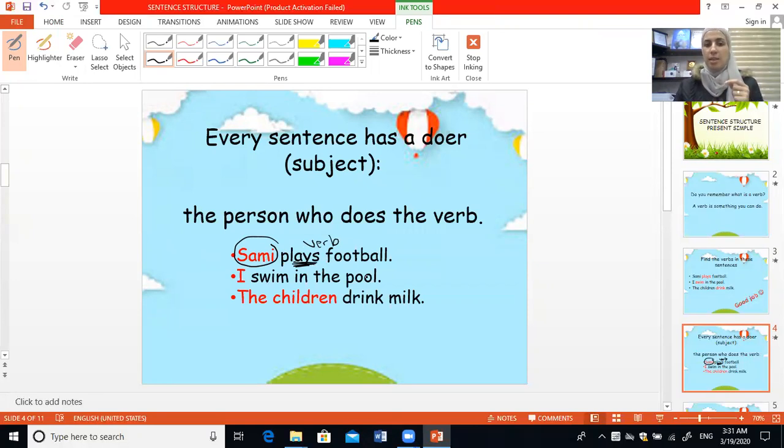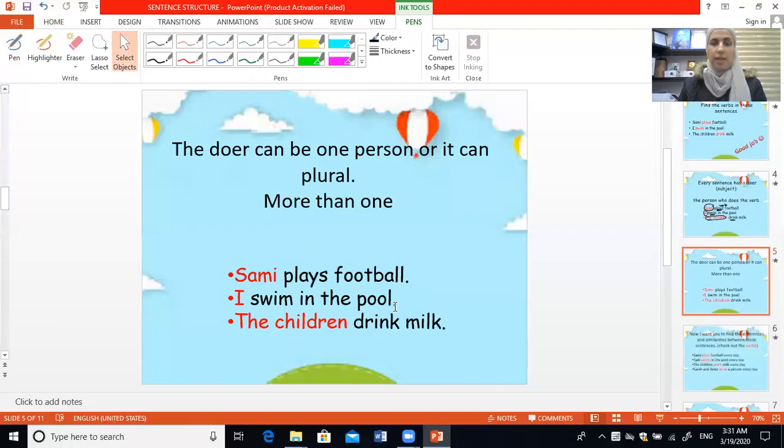I swim in the pool. Swim is the verb. Who swims in the pool? I swim in the pool. So I am the doer. The children drank milk. They drank milk. Who drank milk? The children. So the children are the doer for the verb drank. Okay? So far, so good.